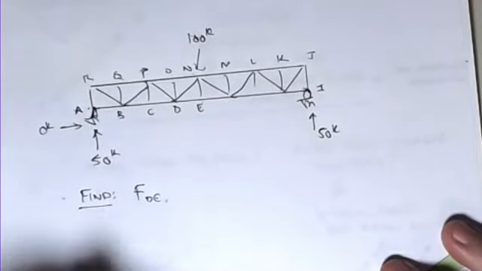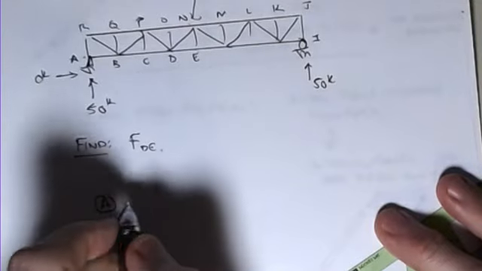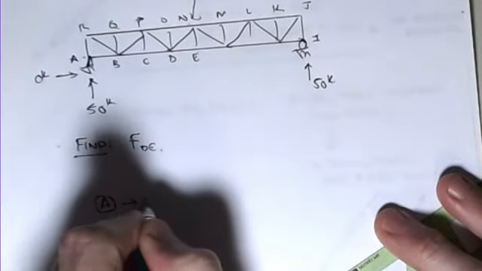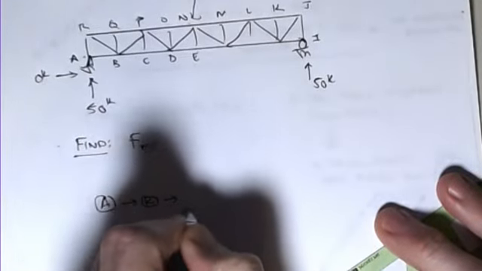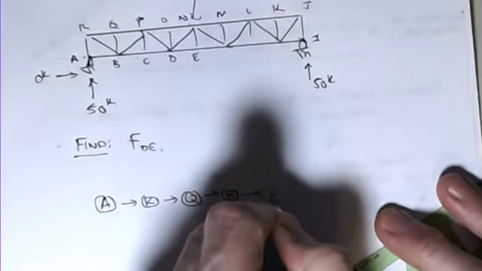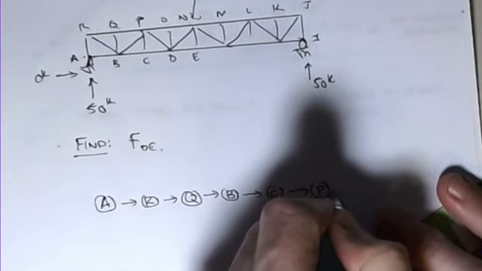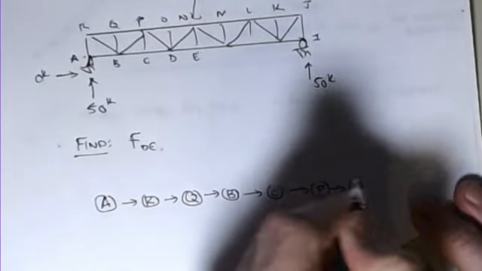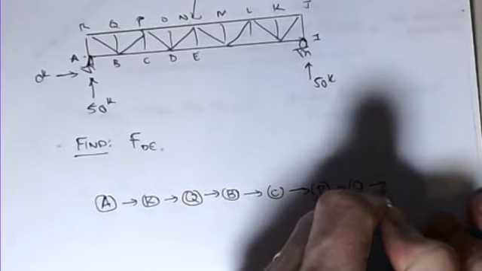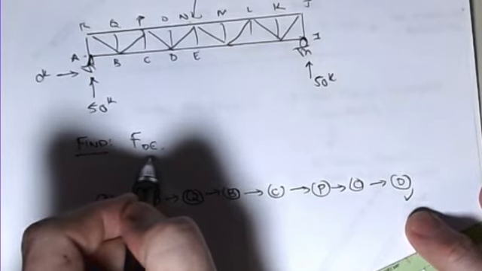The progression would be that you start at joint A, and then I would move up to joint R, and then over to joint Q, and then down to joint B, and then over to joint C, and then over to joint P, and then over to joint O, and then down to joint D, and at this point, now I've got one of the forces. When I draw D, this guy will show up.